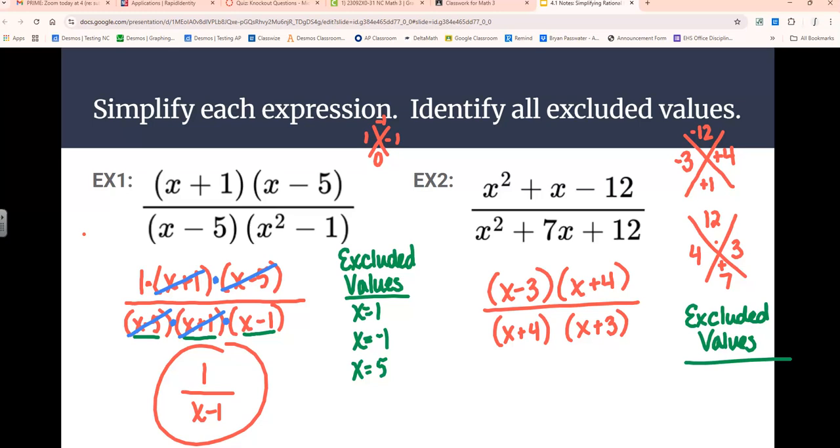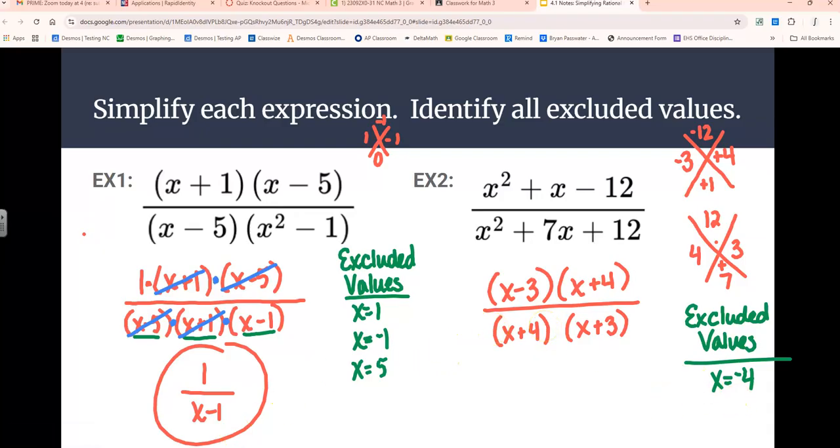All right, so when we're doing excluded values, we're only looking at the denominator. Jalissa, what's one of our excluded values? What would make our denominator equal to 0 there? Negative 4 is one of them. And that comes from right here, because if I plug in negative 4 plus 4, that gives me 0, right?